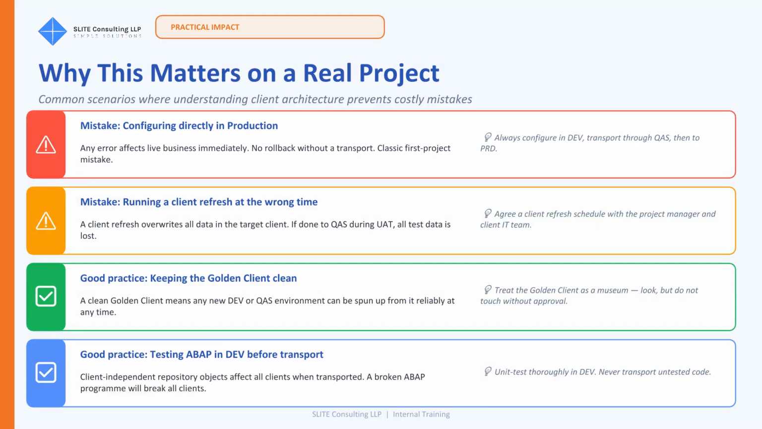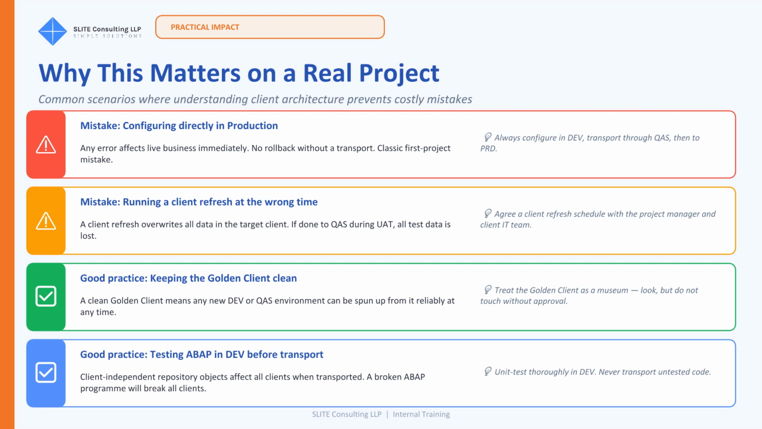This slide translates the theory into situations you will face on a real project. The first mistake, configuring directly in production, is the same trap from the opening story. Always configure in DEV, test in QUS, and let an approved transport carry the change into PRD. The second mistake is running a client refresh at the wrong moment. A refresh overwrites everything in the target client, so a refresh of Quest during UAT will wipe every test result. Agree the refresh schedule with the project manager and the client IT team before anything is started.